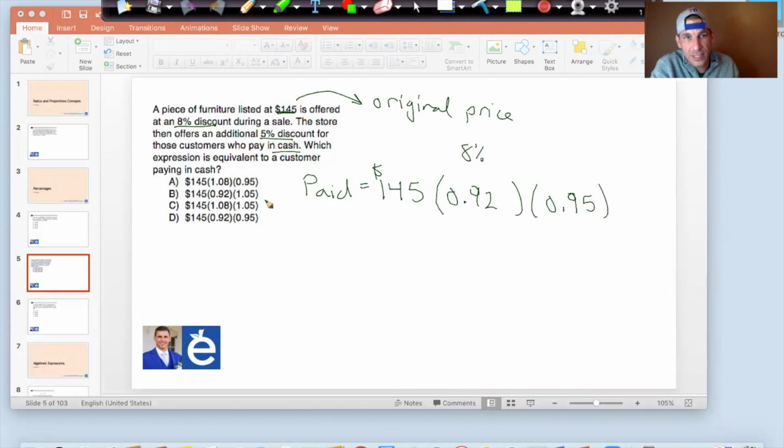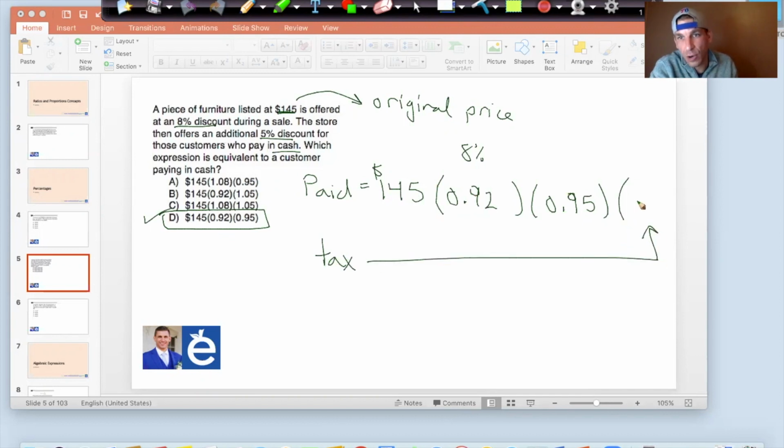So my answer in this case then is going to be D, right? As I work through this, 145 times 0.92 times 0.95, and that's if I were to solve it, that's what my answer would be. If I had some sort of tax associated, then that tax would come over here, and this would be like a 1 point something because I'm getting taxed. It's like 1.06 most of the time, unless you live in Hawaii, which is really expensive. Or if you live in certain places that don't have any sales tax, then it's negligible, and you don't necessarily have to worry about that.